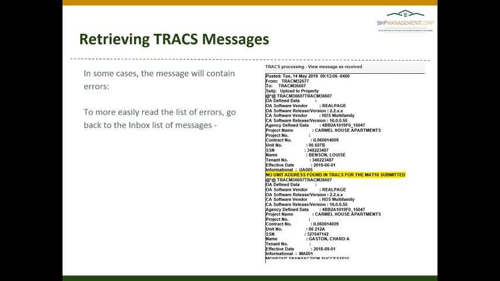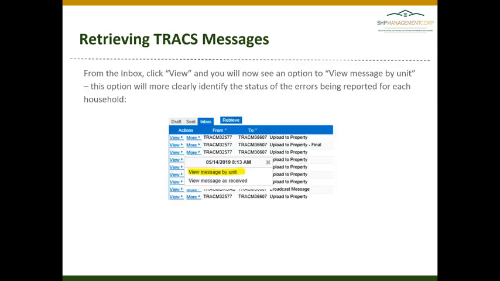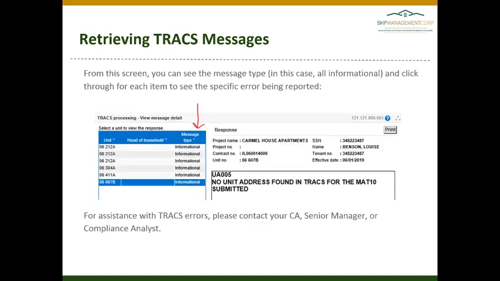To do so, you'll close that message window, go back to the inbox, and under View, you'll see an option to view the message by unit. This is going to more clearly outline exactly what the message is by unit. You'll see that you can click through the box on the left-hand side, and it gives you the error on the right-hand side for each of those units and the certifications. So if you have any issues with TRACS errors, you can contact your CA, your Senior Manager or Compliance Analyst, for assistance in reconciling these.